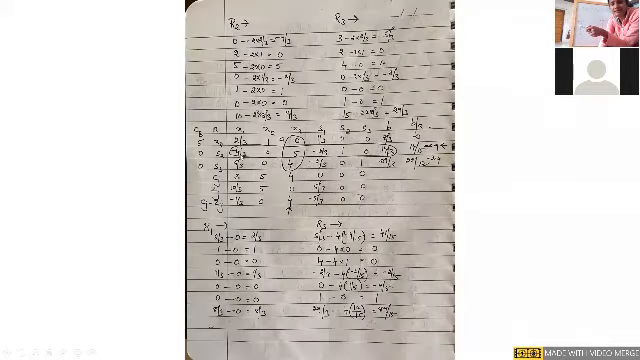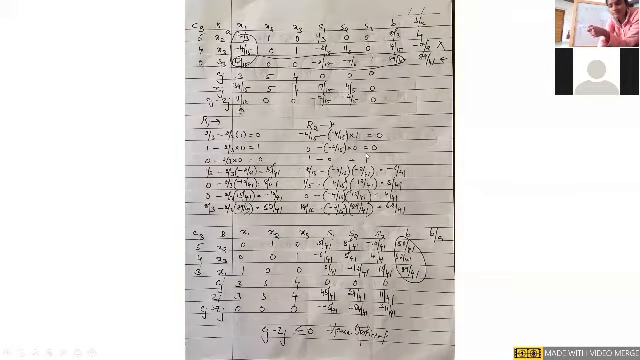Minus 4 by 3 divided by 5 is minus 4 by 15. 0 by 5 is 0 and 5 by 5 is 1. You can see this 0 and 1. Minus 2 by 3 divided by 5 gives us minus 2 by 15, which we got here. 1 divided by 5 gives us 1 by 5. 0 divided by 5 gives us 0. And 14 by 3 divided by 5 gives us 14 by 15. So this is how we got this particular row.